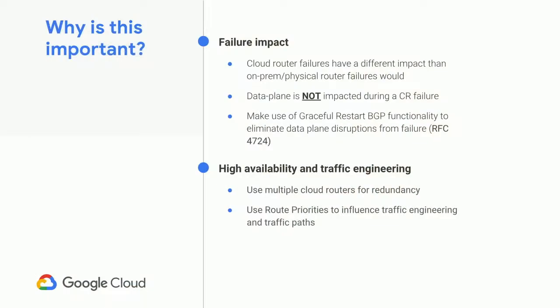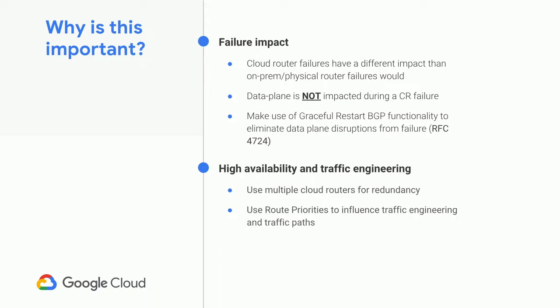So why is this stuff really important to grasp in terms of the cloud router? So I talked a little about failure impact, right? So when a cloud router fails, like I said, your data plane can still function, right? You just lost your control plane. The only thing is you can't update routes, okay? But you have to treat that a little bit differently in terms of your router that's on-prem.